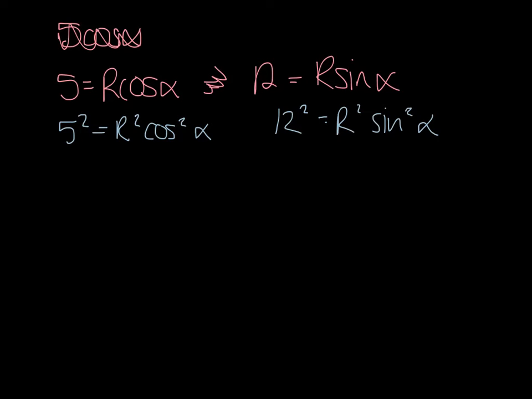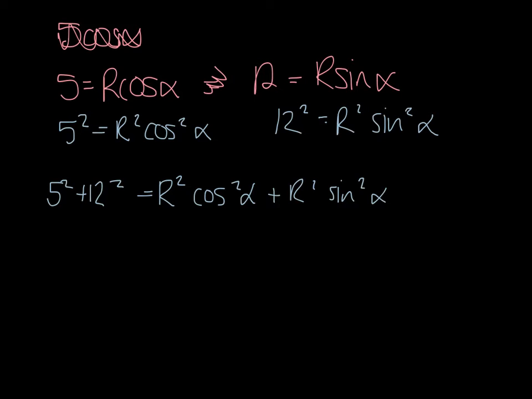And then I'm going to add the two equations. So if I add these two equations, I'll add the left-hand sides. 5 squared add 12 squared. And therefore, I must have added the right-hand sides as well. So r squared cos squared alpha plus r squared sine squared alpha. Keeps it still equivalent. We're still saying that if 5 squared is r squared cos squared alpha and 12 squared is r squared sine squared alpha, then 5 squared plus 12 squared must be the other two bits added together. It's not possible to be anything else.